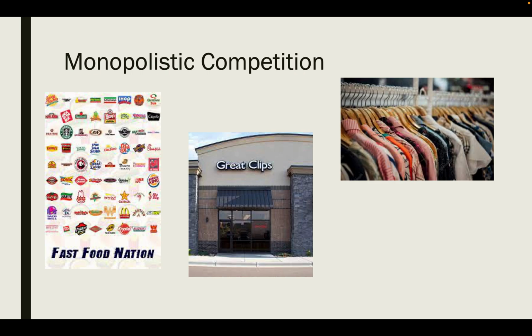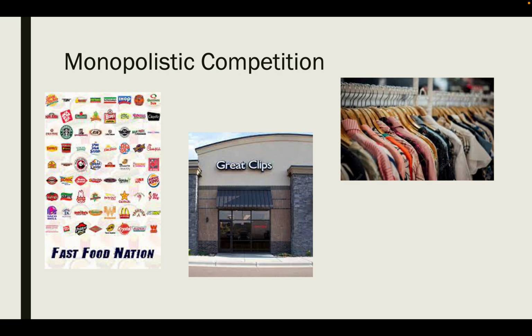If you have a favorite, if they continue to raise their price, then you will go somewhere else to get that. A number of places you can get your hair cut, the number of places that you can buy clothes and the different brands of clothes. These products are what's called differentiated. They are similar, they are substitutes, they are not identical.